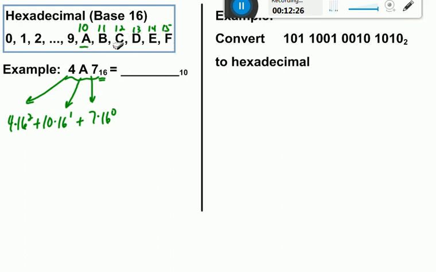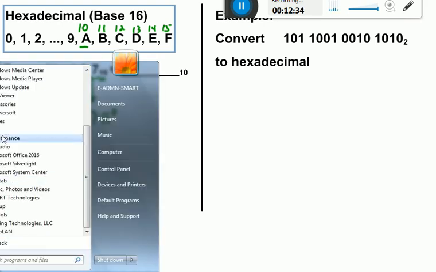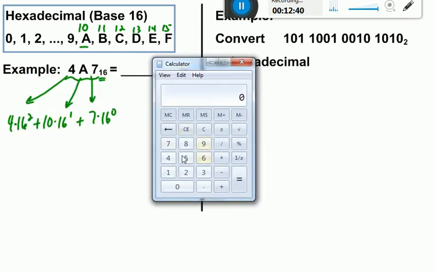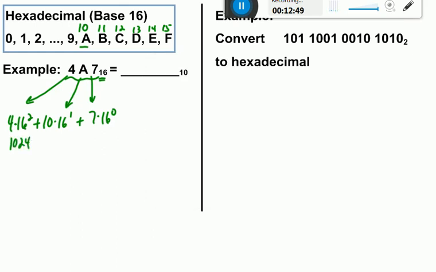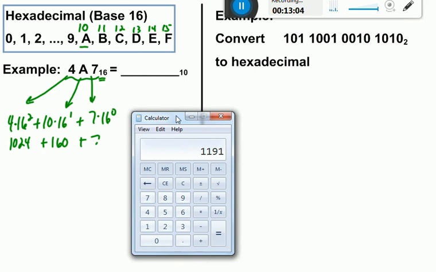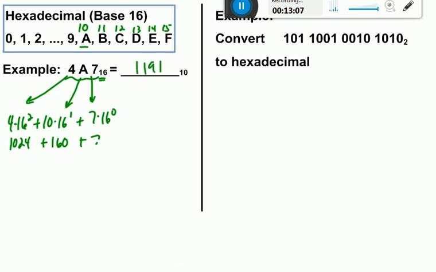And these hexadecimal codes get used a lot in graphics with color codes. You see hexadecimal color codes. Okay, so we're going to get our calculator out again just to finish this off. All right, we're going to do 16 squared times 4, right, it's 1,024. This is just 160, and this is 7. Okay, so if we take that 1,024, and we add 160, and we add 7, we should get 1191, right, and that's our hexadecimal conversion to base 10.